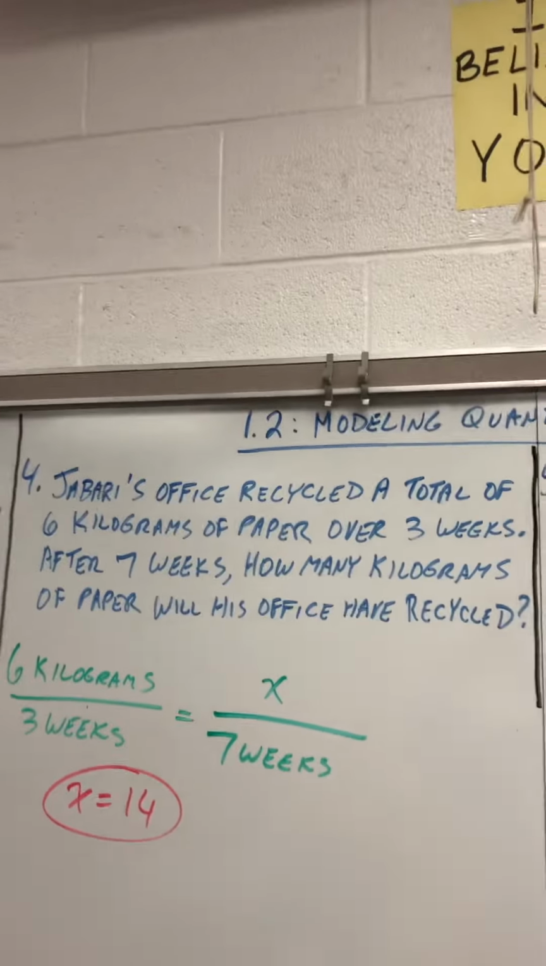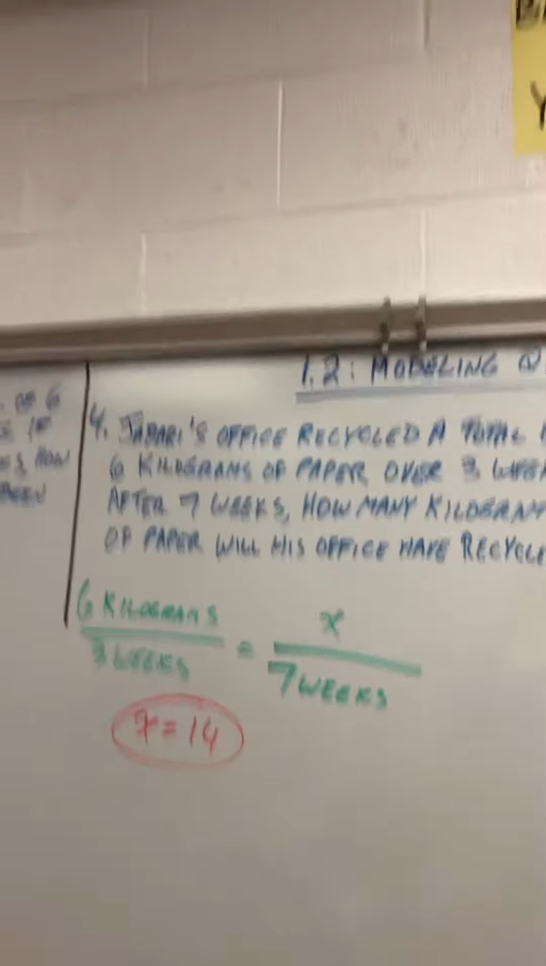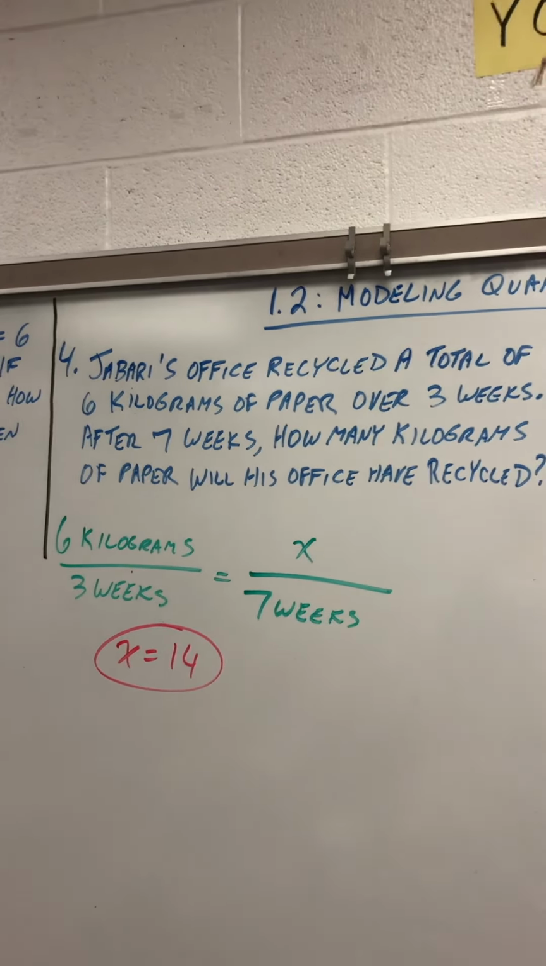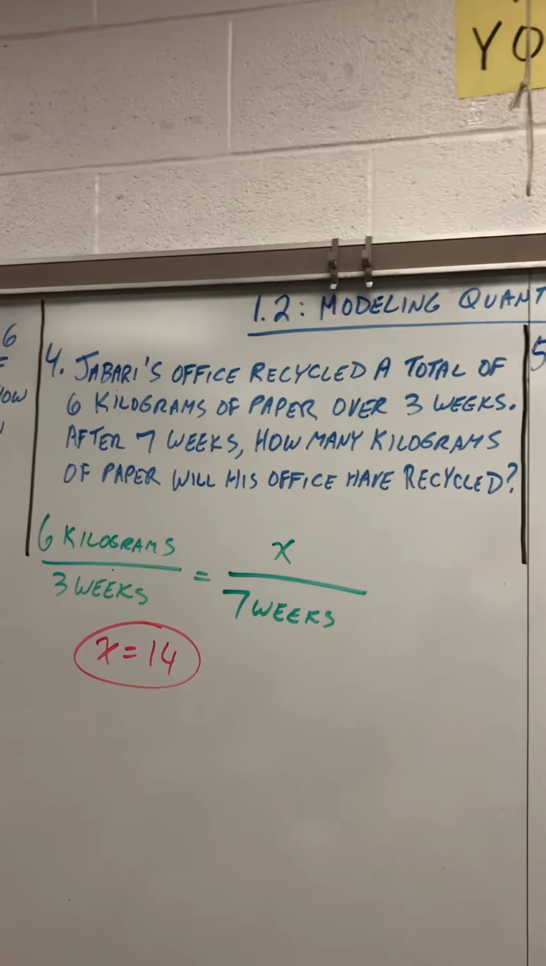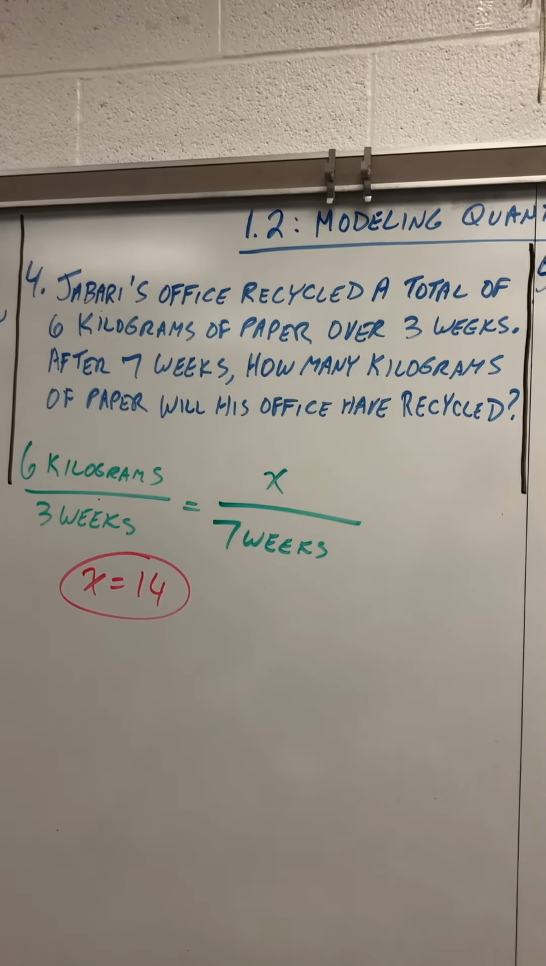Okay. Or you say, well, 6 kilograms over 3 weeks is 2 kilograms per week. Well, or just do this. 6 kilograms over 3 weeks equals X kilograms over 7 weeks. And you do 6 times 7 divided by 3 gives you 14.